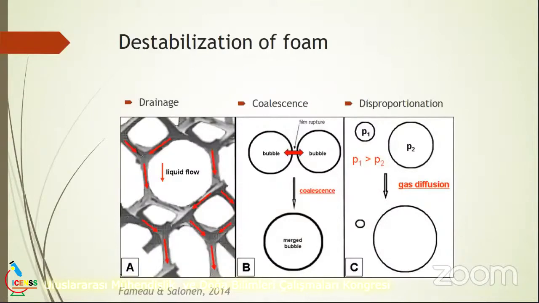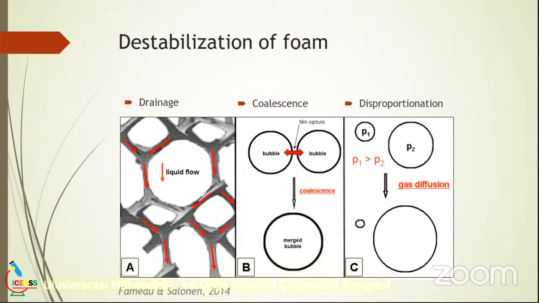A little bit about the destabilization mechanisms of foams. The first one is drainage, which is the liquid flow under gravity. Here viscosity is the most important factor because when the viscosity increases, the drainage rate decreases, and as foam ages, the shape of bubbles, as you can see here, turns more polyhedral as a result of the drainage.